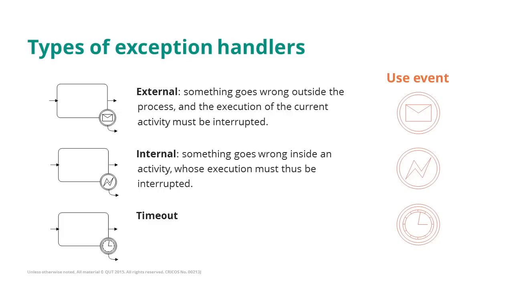Internal ones, on the other hand, are triggered from within the process. For example, a product is not in stock. That may be considered as an exception. Or a product that has been ordered is actually discontinued. Or there is an error of some internal systems. In case of an internal exception, we use an error event, so an intermediate catching error event, which is represented with an empty lightning mark.